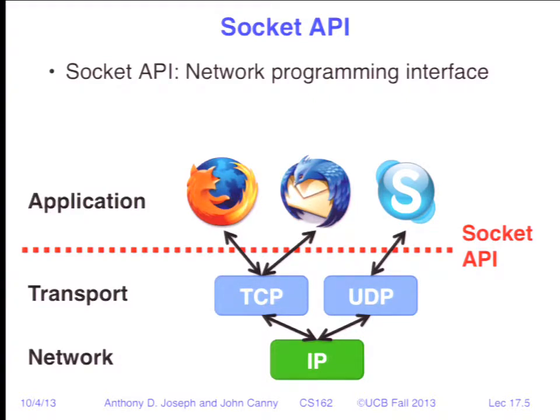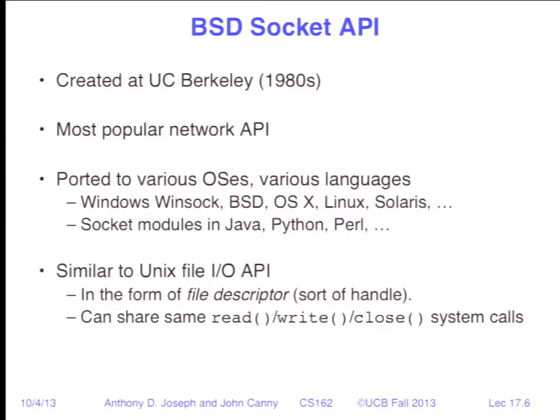Now, where do you think the socket API was invented? Oh. Wrong answer, sorry, not Stanford. Berkeley, right? Back in the 1980s, it was part of the Berkeley standard distribution. It is the most popular network API today in many, many billions of devices. Every smartphone supports the socket API. That projector with its little Ethernet cable supports the socket API. Laptops support the socket API. So it's in many different operating systems, including embedded operating systems.